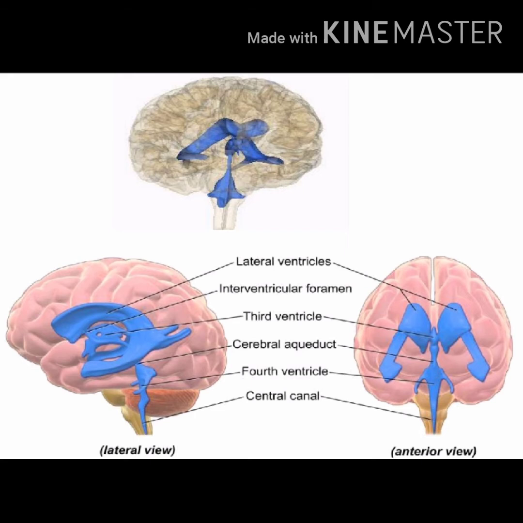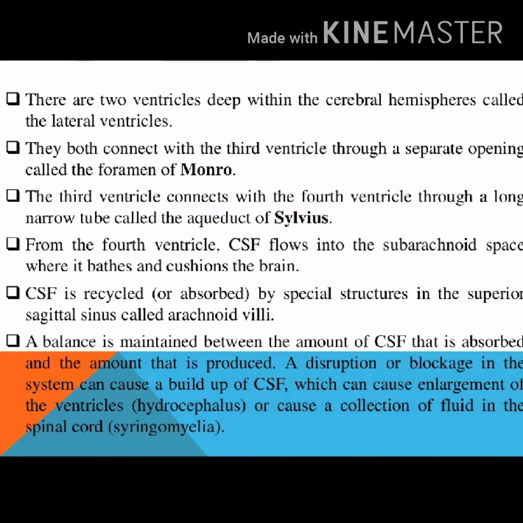Here in the lateral view, the topmost C-shaped structure is the lateral ventricle. Next to that is the interventricular foramen. Next to that is the third ventricle. Next is the cerebral aqueduct. Last, the fourth ventricle is located under the cerebral aqueduct.